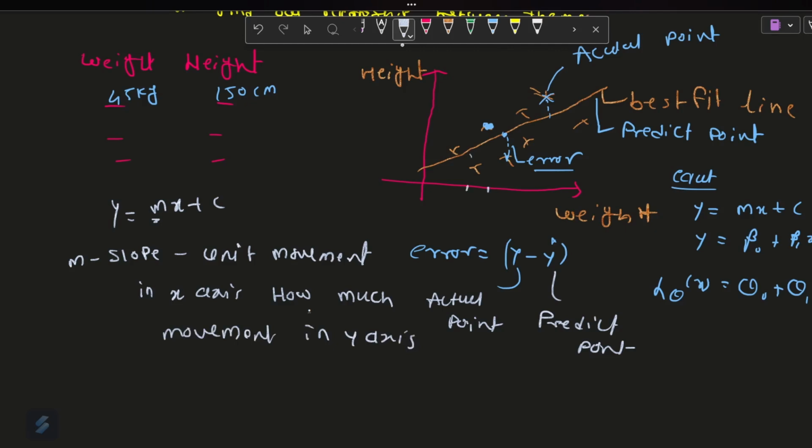Simply, we draw a line. For one unit movement on the x-axis, what amount of movement is there on the y-axis? This is called the slope. We are simply calculating the slope, and this is the slope formula in simple linear regression.